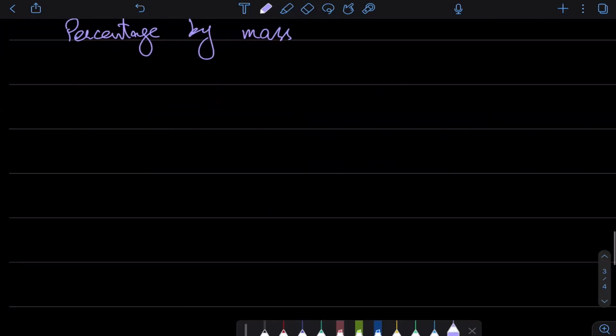Percentage by mass is a very useful tool that we have, especially when we are looking at the contribution from any one element. So for example, if you are mining and you have found deposits, a rock from which you figure out that only 3% of this rock is gold.